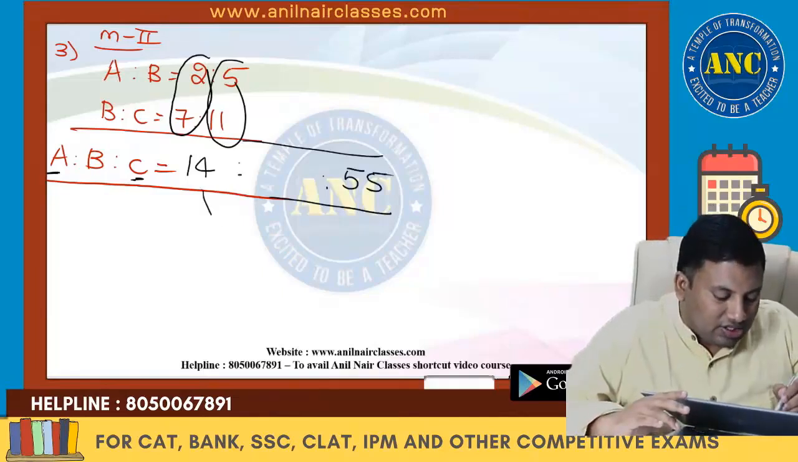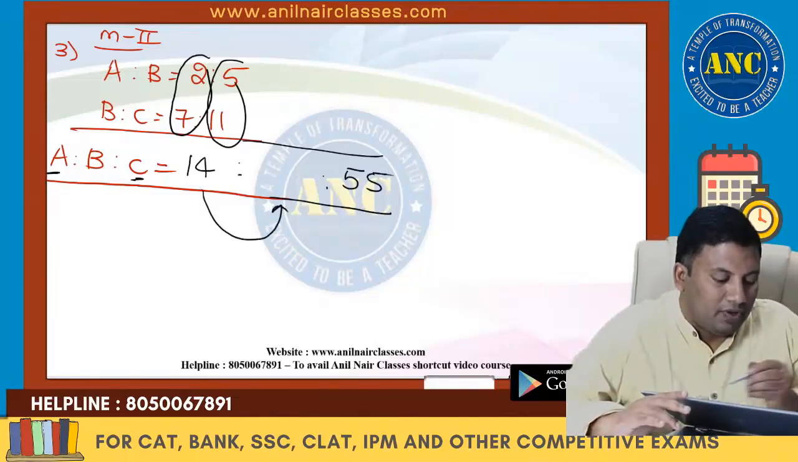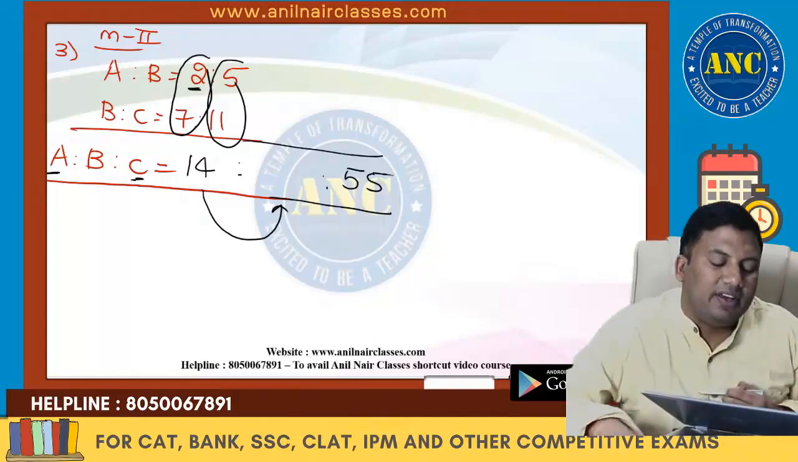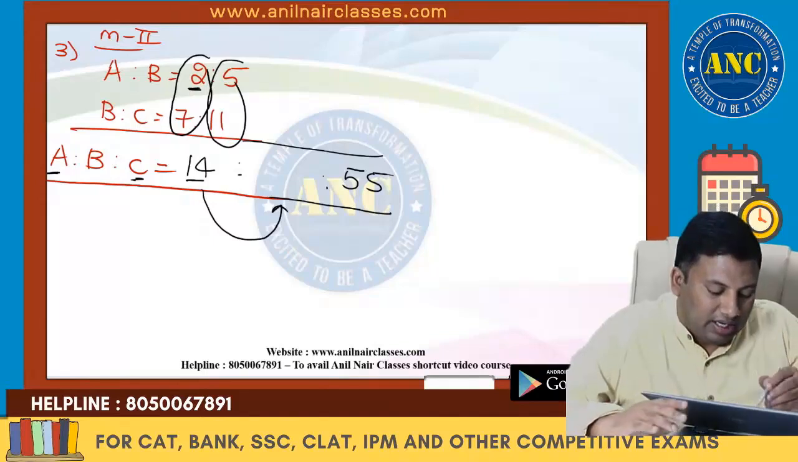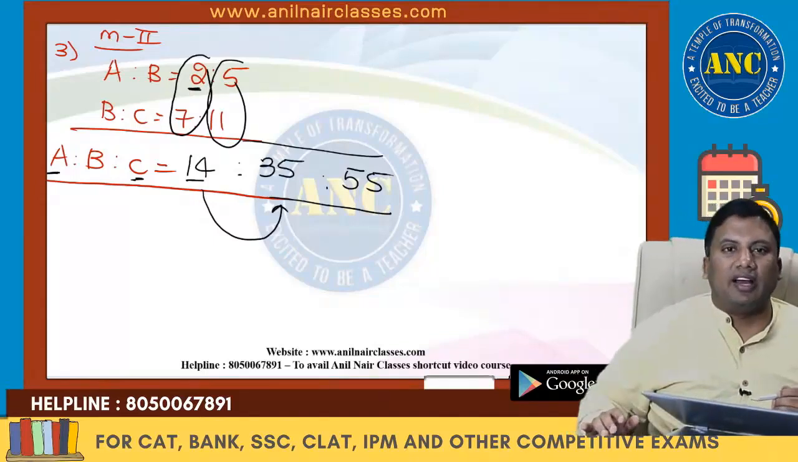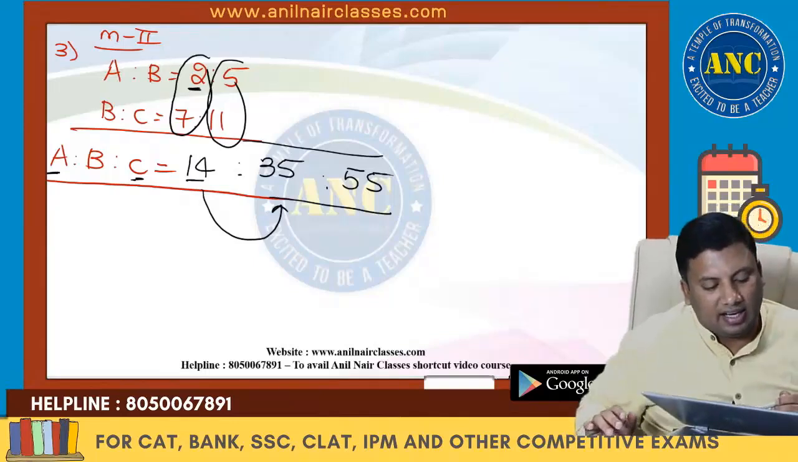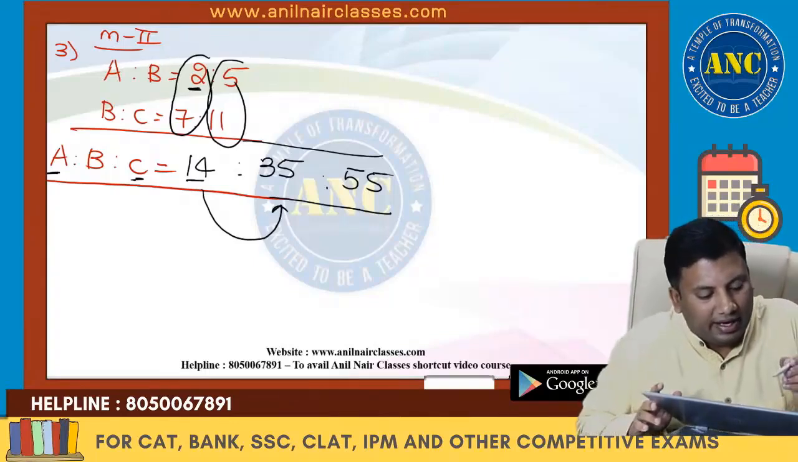Next, B. A is to B. Originally, what is the value of A? 2. Now it became 14. 2 7s are 14, so 5 7s are 35. I hope the idea is clear.